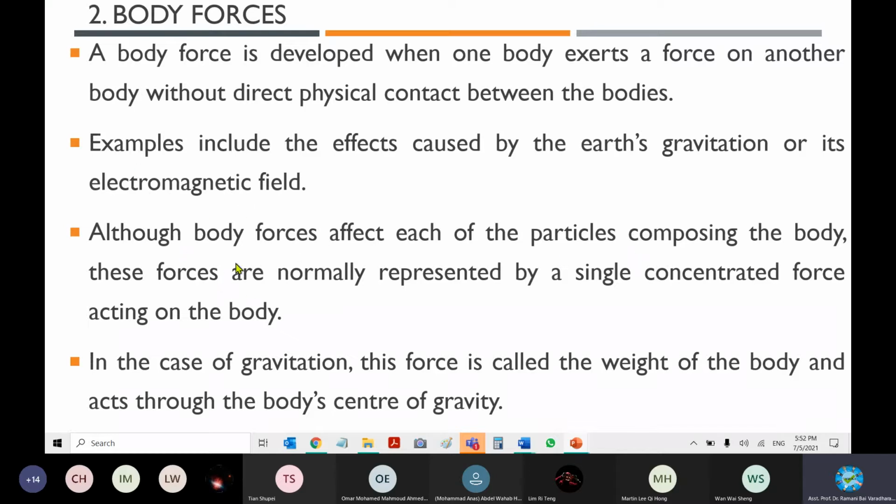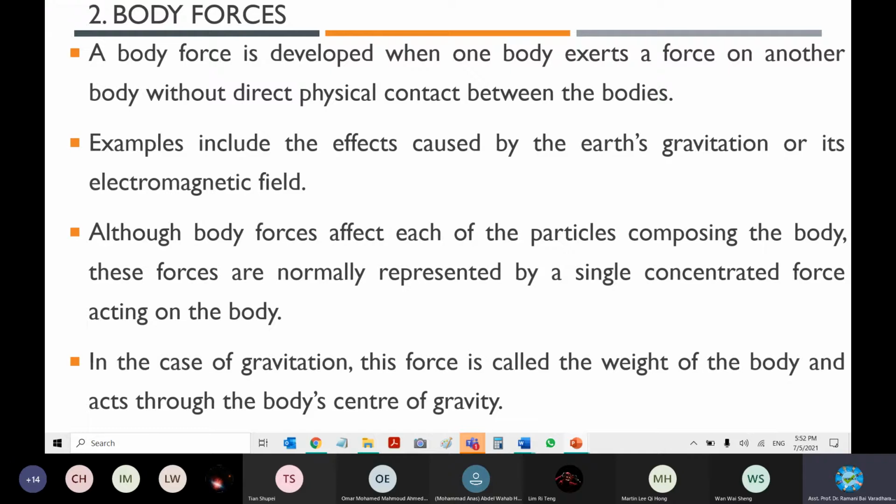All the body forces, each of the particles composing the body, these forces are normally represented by a single concentrated force acting on the body. Yeah, we can convert them into a single concentrated force if it is of uniform composition. A structure which is all of wood, all of concrete, you can calculate. What if they are different types, two different materials, right? Both polymer and metals are used, or wood and PVCs are used.